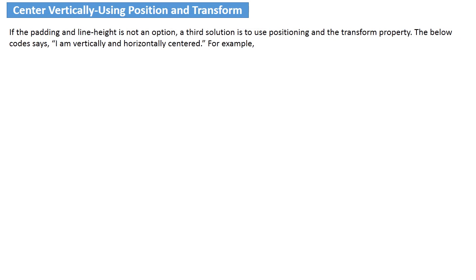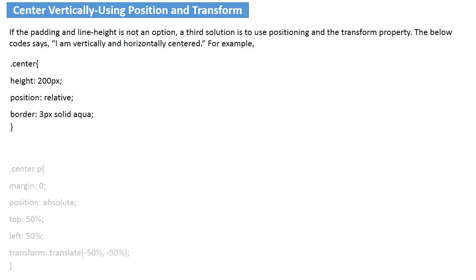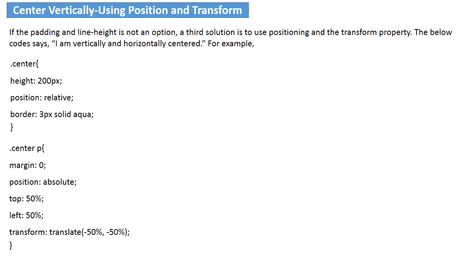Center vertically using position and transform. If padding and line-height are not an option, a third solution is to use positioning and the transform property. The code below says I am vertically and horizontally centered. For example, you have a centered element, then height is 200px, position is relative, border is 3px solid aqua. Centered paragraph: margin is 0, position is absolute, top is 50%, left is 50%, and transform is translate(-50%, -50%).